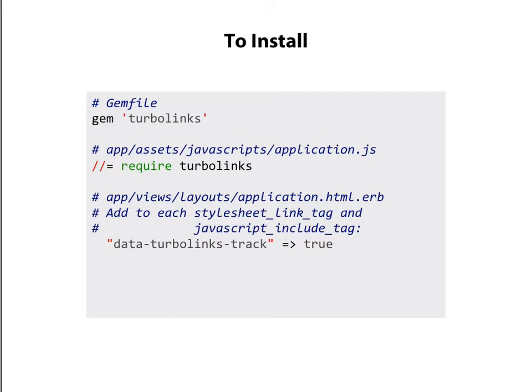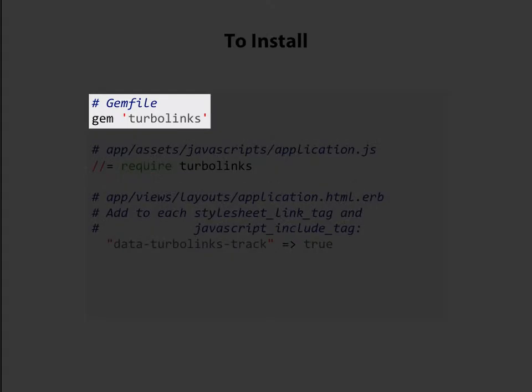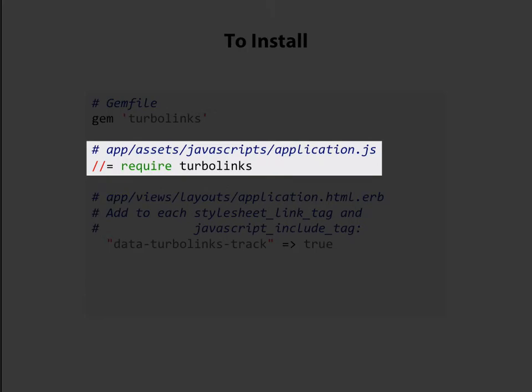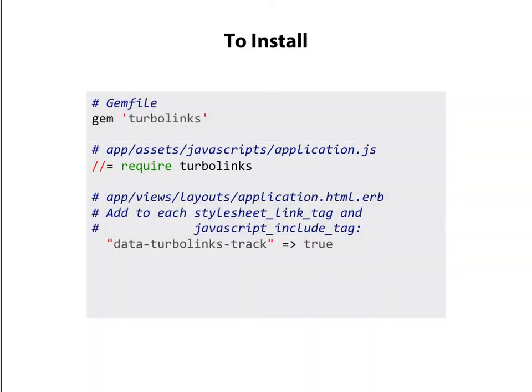Turbolinks is installed by default in a Rails 4.0 or above application, but these are the steps that you need to follow if you have a 3.2 app where you want to add it, or it's a 4.0 or 4.1 application that you have upgraded from an older one and now you'd like to install Turbolinks. First, you just put the gem in the Gemfile, and then in your application.js or application.js.coffee, you put require turbolinks. This line has to go after jQuery if you're using jQuery, but Turbolinks does not rely on jQuery, so you can use Turbolinks without jQuery as well.